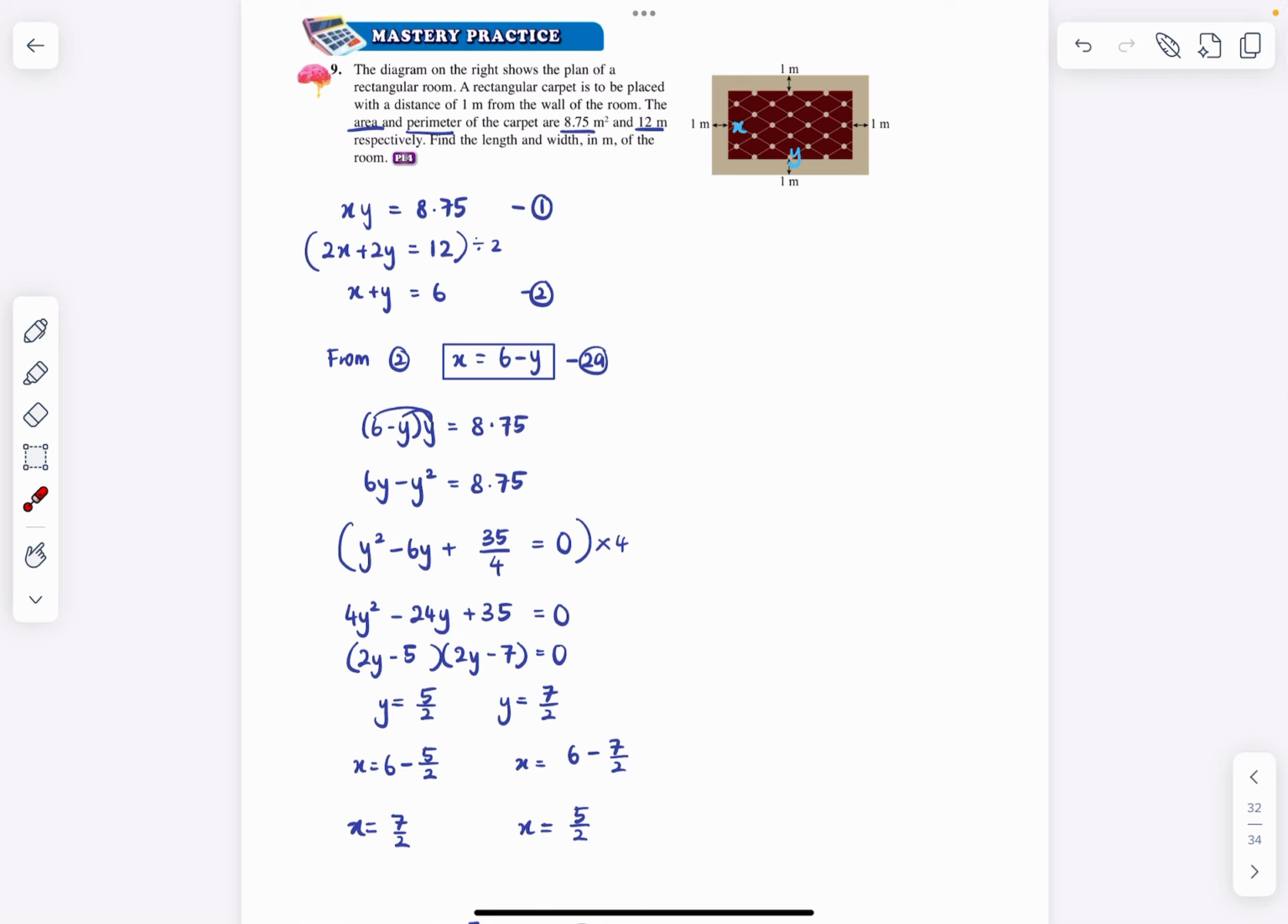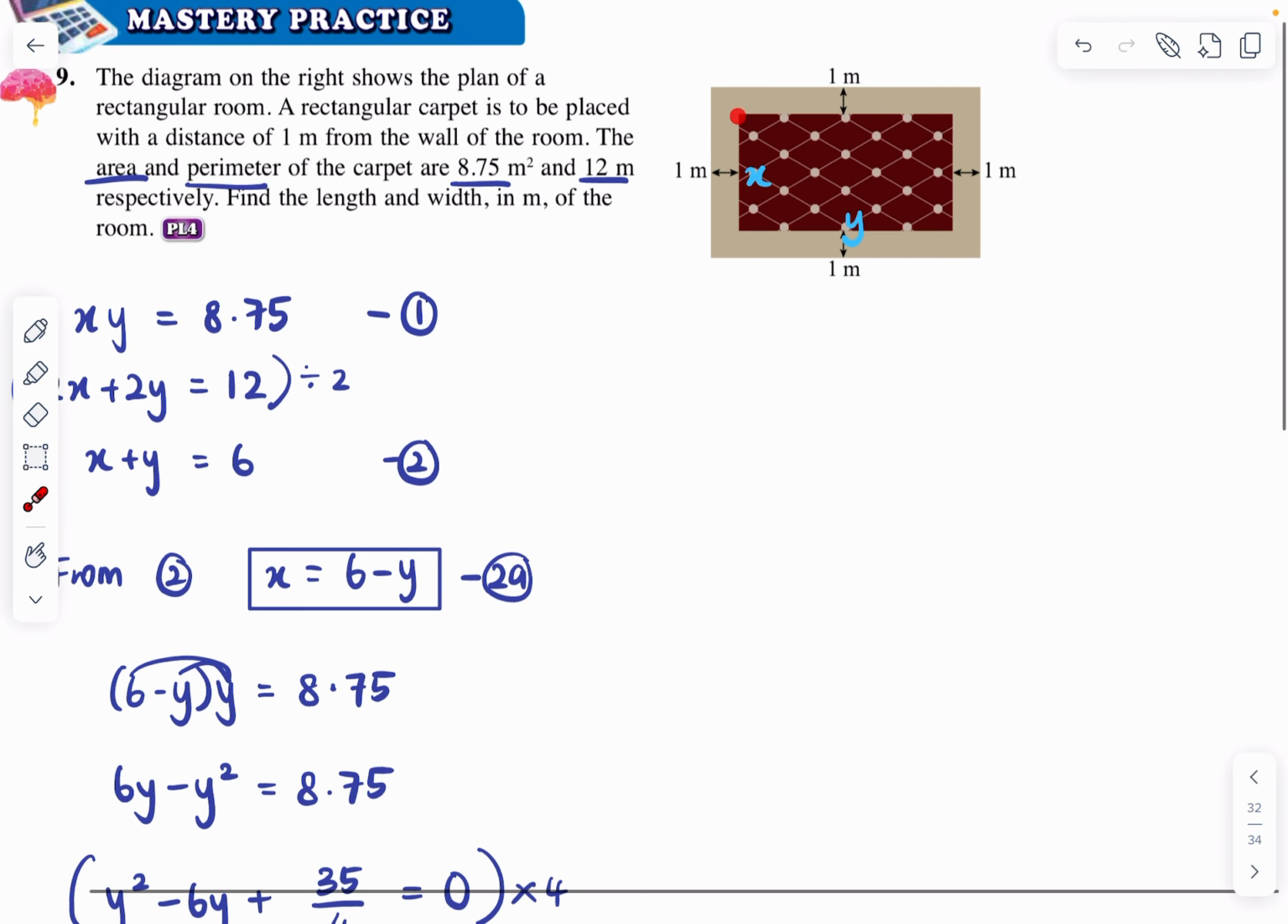So, here, find the length and width of the room. So the whole room, if this is, let's say, 5 over 2, the room will be 5/2 plus 1 meter plus 1 meter. So plus 2 meters basically. x plus 2 meters. And the width of the room will be y plus 1 meter here, 1 meter here, 2 meters.